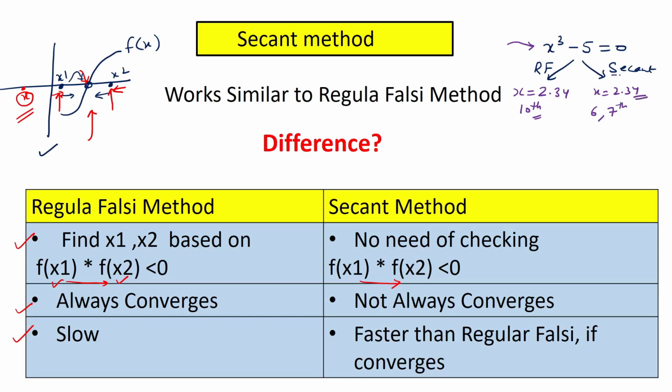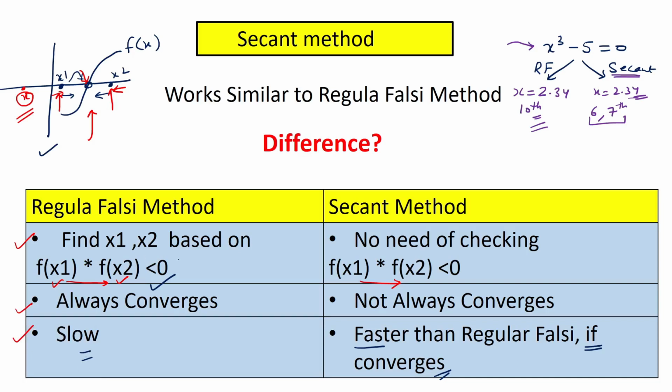So it shows that the secant method can give me the same answer in fewer iterations in comparison to the regula falsi method. But you have to take care that this is only true when the secant method is converging. If the secant method is not converging, that is, it is just diverging from the solution, then we cannot say that the secant method is faster or slower. So I think you have understood the differences between regula falsi and the secant method.